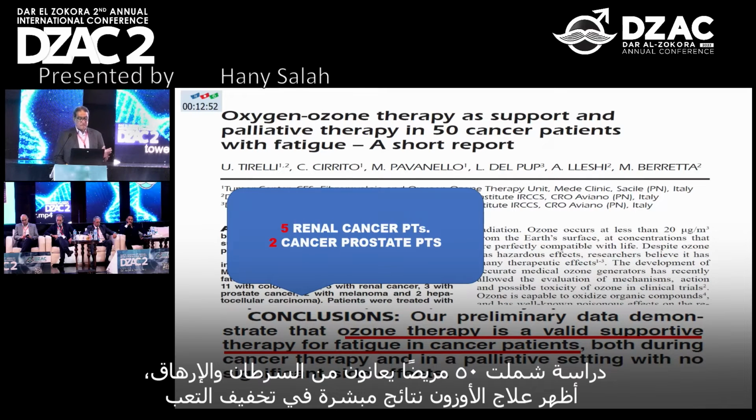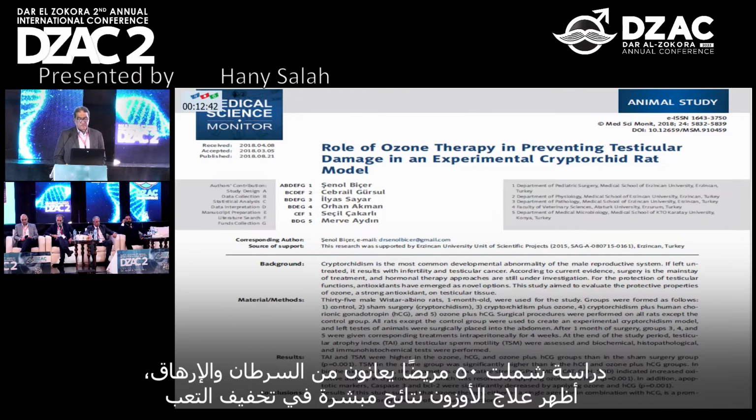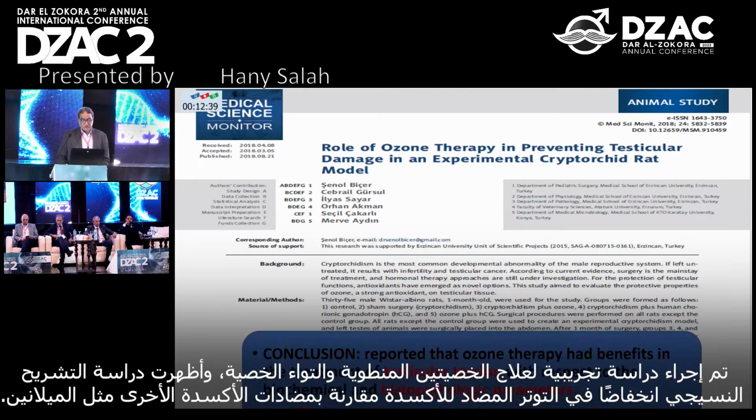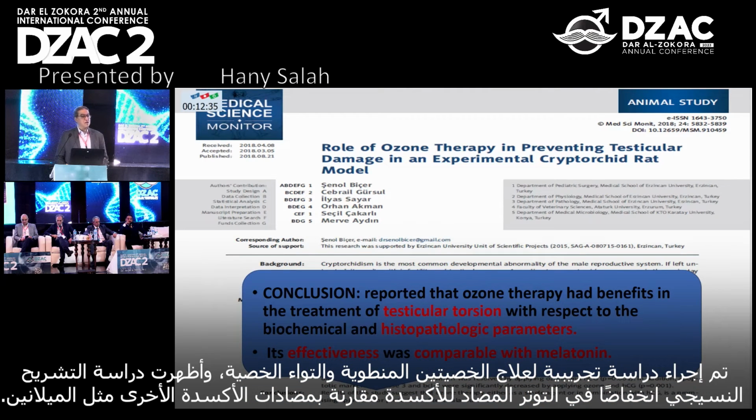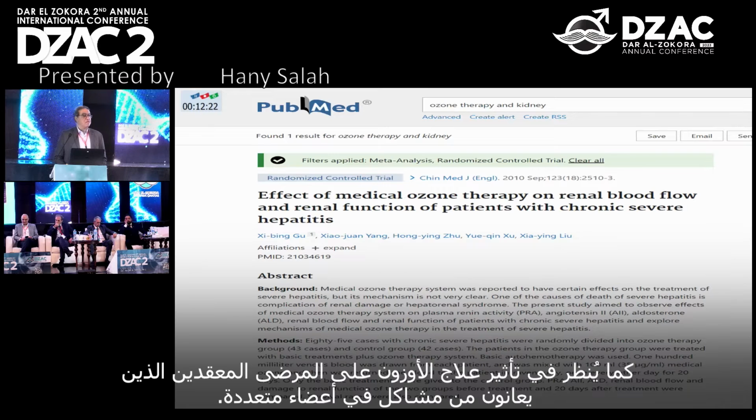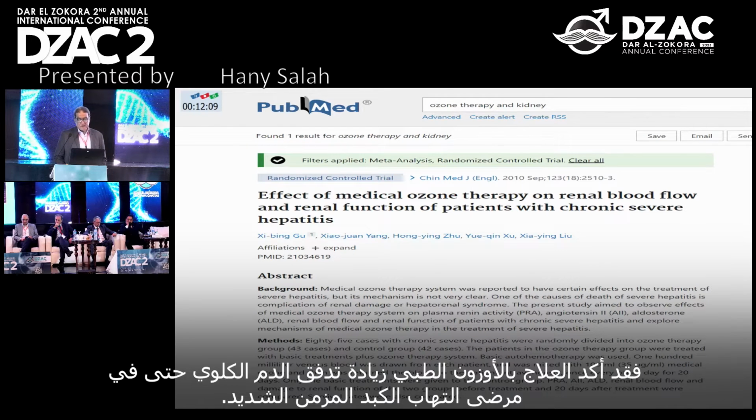In a study done on 50 cancer patients with fatigue, ozone therapy helped relieve the fatigue. An experimental study was done for cryptorchidism and testicular torsion, showing by histopathological study a decrease in oxidative stress compared to other antioxidants like melatonin. Also, the effect of ozone therapy in complex patients with multi-organ problems: medical ozone therapy can increase renal blood flow even in patients with chronic severe hepatitis.